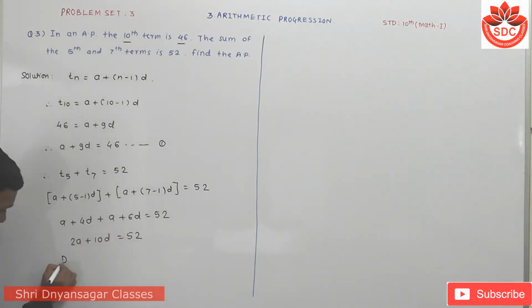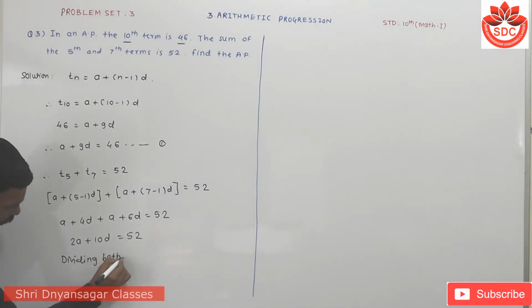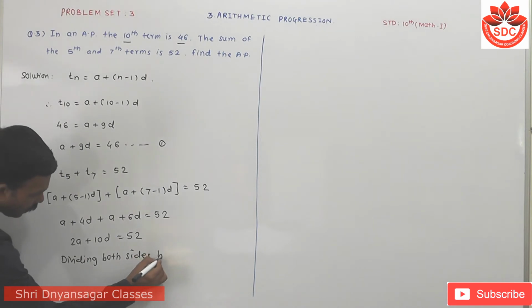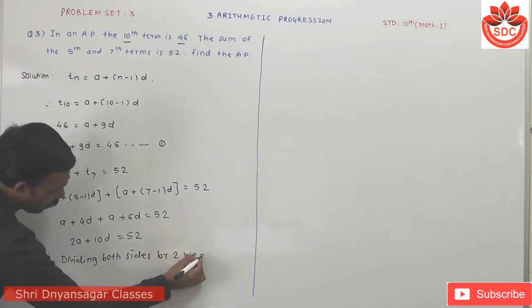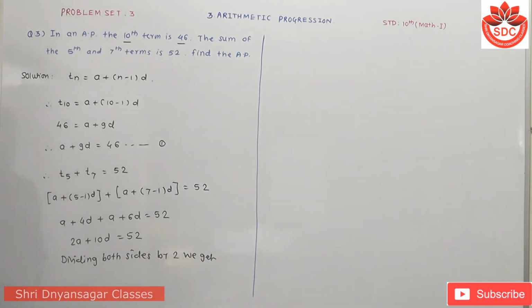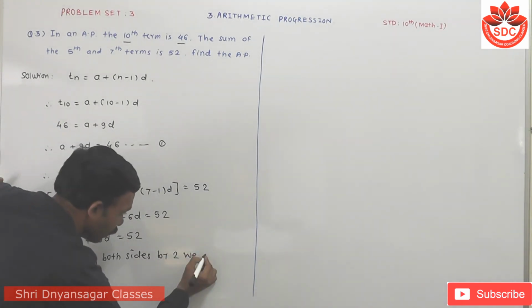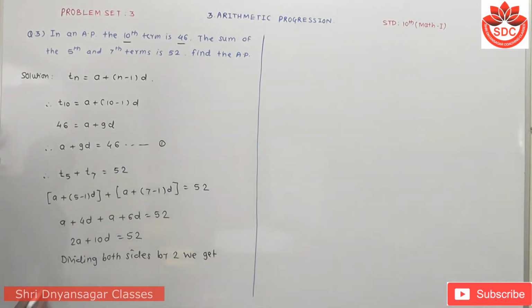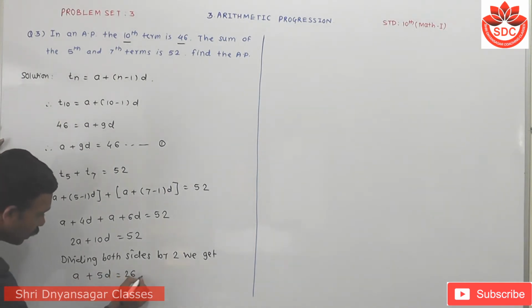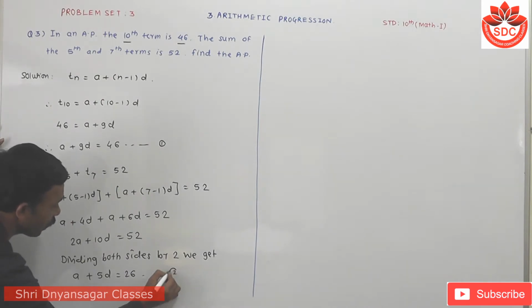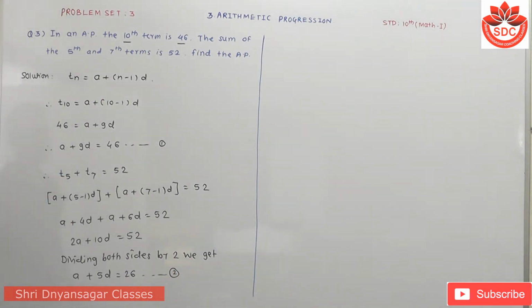Now student, dividing both sides by 2, the equation becomes A plus 5D is equal to 26. This is equation second. Now then, subtract equation first and second.